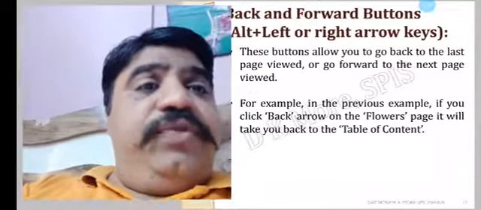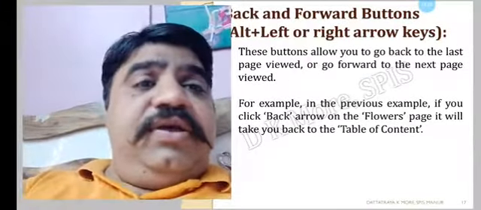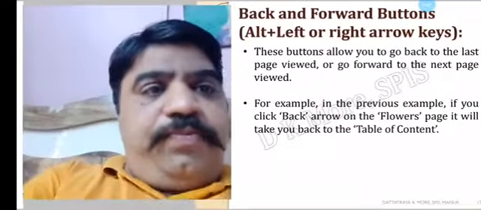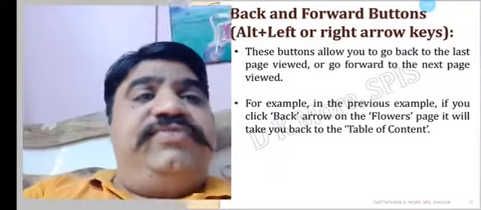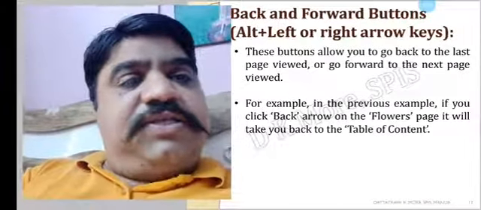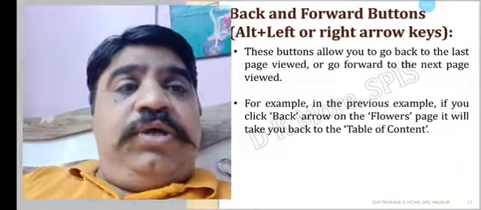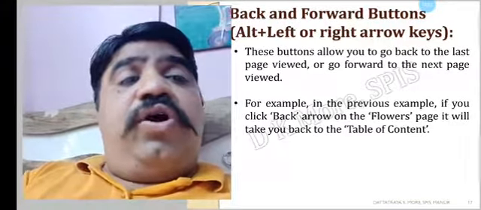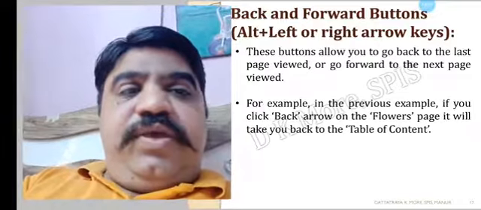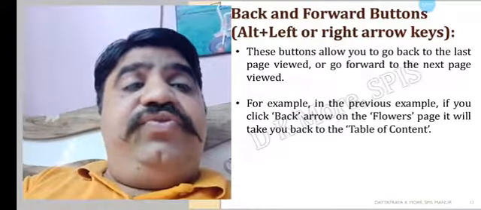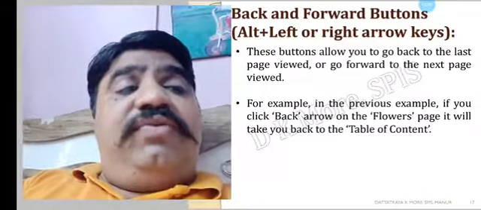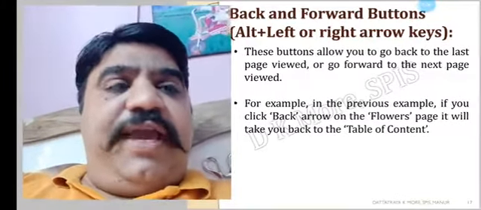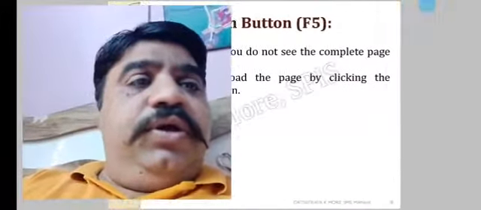Next are the back and forward buttons, Alt plus left or right arrow keys. These arrow keys play a very important role here. The Alt button is very important. Alt plus the left or right arrow key. These buttons allow you to go back to the last page viewed or go forward to the next page viewed. For example, in the previous example, if you click the back arrow on the flowers page, it will take you back to the table of contents, the main page or previous page.